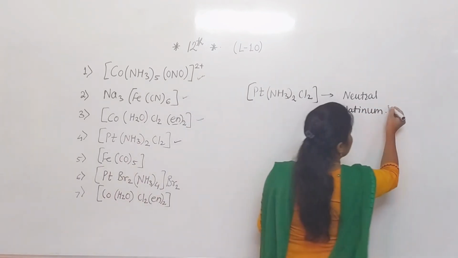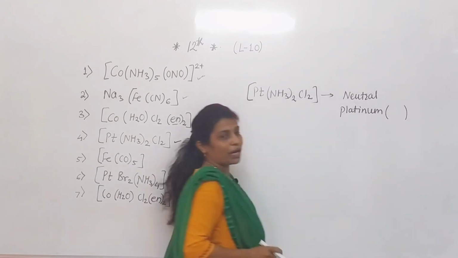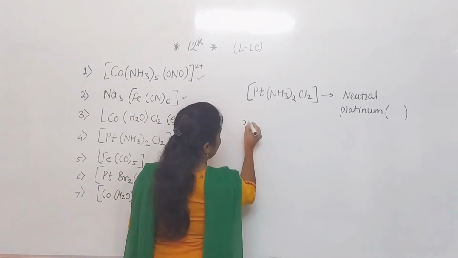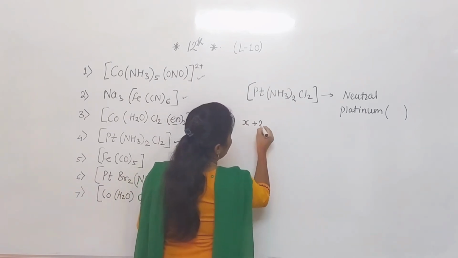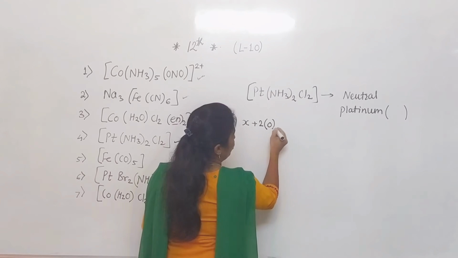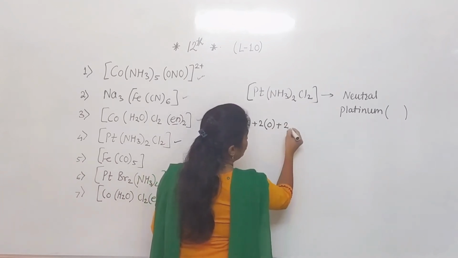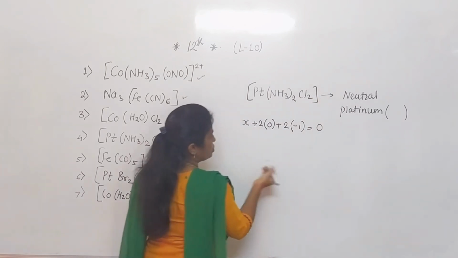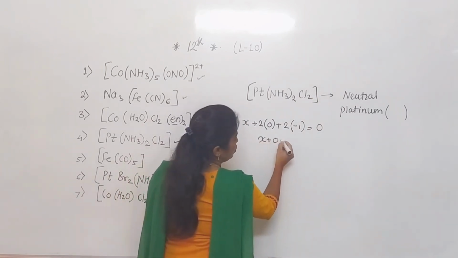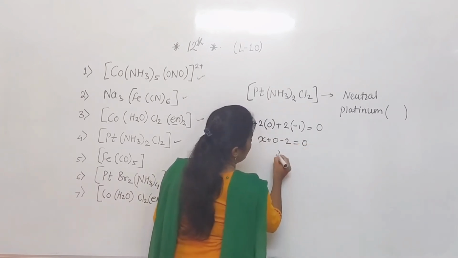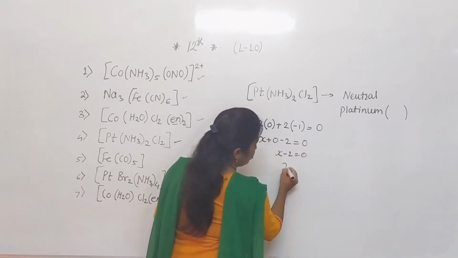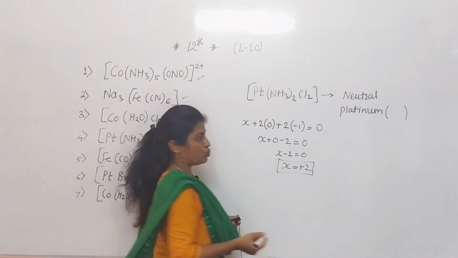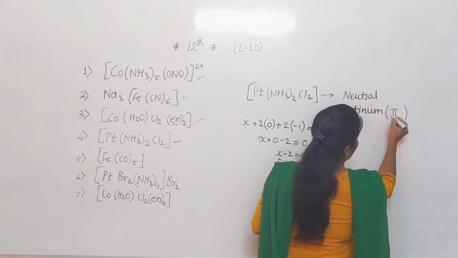Next step, we have to write the oxidation number in the round bracket. First we will find the oxidation number for platinum. X, NH3 how many are there? 2 are there, NH3 is 0, plus Cl how many are there? 2, for each Cl minus 1. Is there any charge? No charge, so 0. So x plus 0 minus 2 equals 0, x minus 2 equals 0, which means the oxidation number of platinum is plus 2. So here we have to write Roman two.